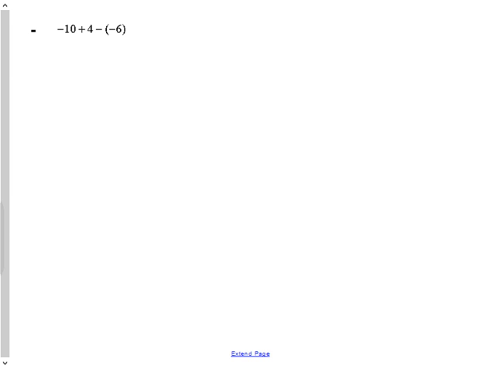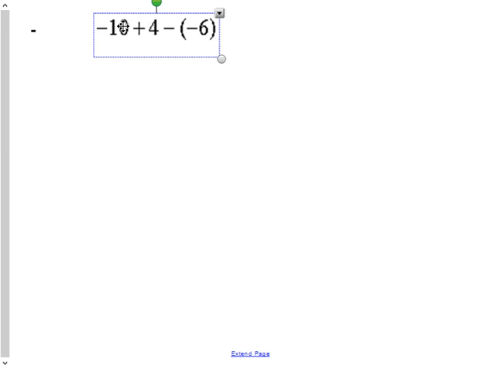So the first question you have is an integer BEDMAS question, and it says negative 10 plus 4 minus negative 6. Now, when we did this question on the test, I gave you marks for showing your work properly and for getting the correct answer. So in order to show your work properly, you have to simplify one step at a time and rewrite that new simplified step underneath the original. So negative 10 plus 4 is negative 6. And then the rest of it, I simply write down underneath it.